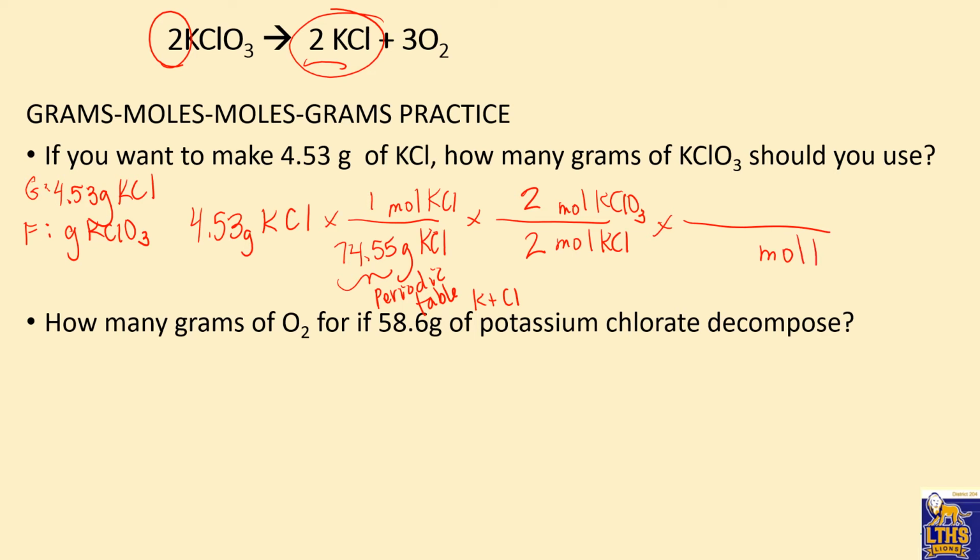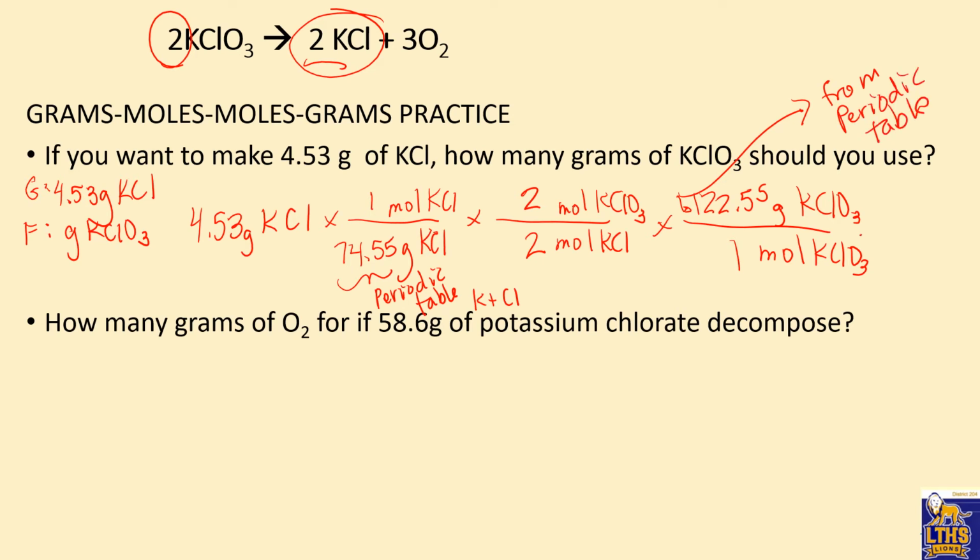So now I can change the moles of KClO3 into grams of KClO3. Now, where do the numbers come from when the chemical stays the same but the units change? The number 1 goes with moles, and then I go get the grams from the periodic table, and I get 122.55. All right, so the math, I do 4.53 divided by 74.55 times 2 divided by 2 times 122.55, and I get 7.45 grams KClO3.